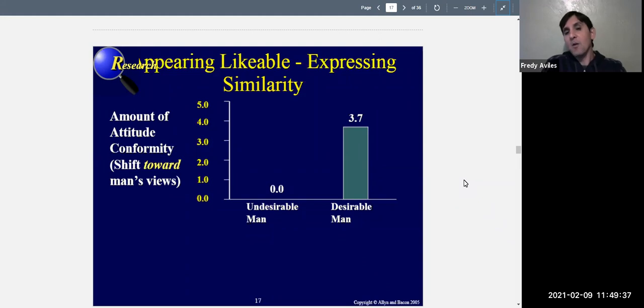But look, for the desirable men, there was a big shift there. On a scale of 0 to 5, it was 3.7. They were basically saying, oh, I'm just like you. I also believe that, right? So they're self-presenting a lot more when they think they're going to meet a man who's highly desirable.